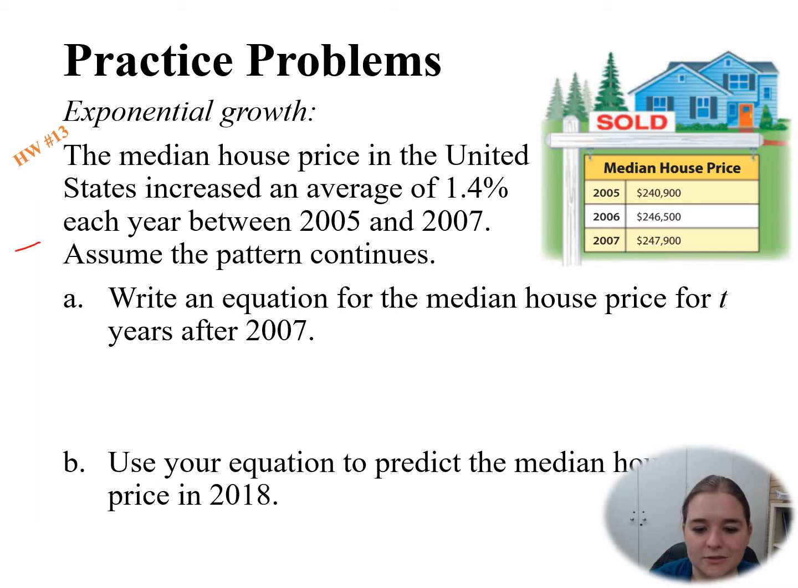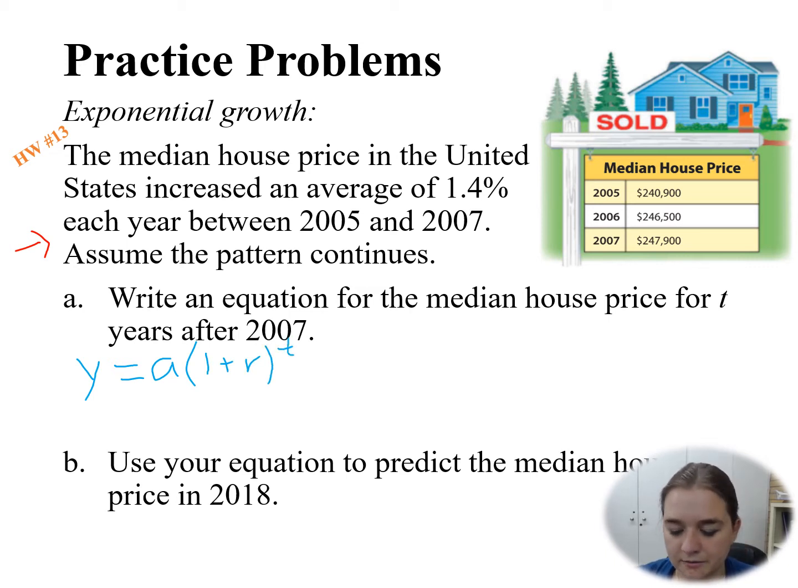But this piece here, assume the pattern continues, tells us that we're just going to use the mathematical representation of this value. So if I want to write the equation for the median house price for t years after 2007, I need to think about the form of my equation. Exponential growth is going to be in the form y equals a times 1 plus that rate raised to the power of t. So I need to figure out what I know. Y is going to stay the same. I want to know the equation here.